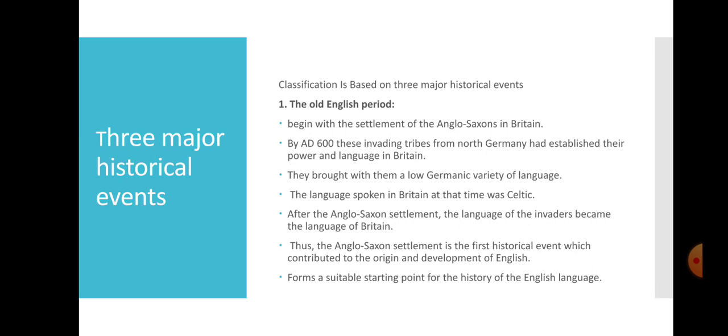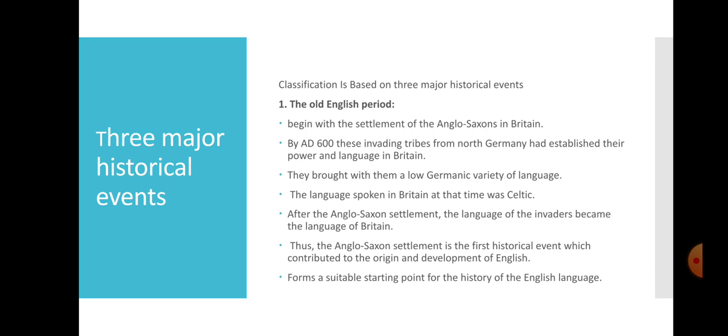When did it happen? This happened when the Celtic warlord Vortigern invited the Germanic tribes. The Germanic tribes consist of three groups: the Angles, the Saxons and the Jutes, to fight the Picts, the Scots and the Irish, who invaded Britain following the withdrawal of the Roman Empire from Britain.